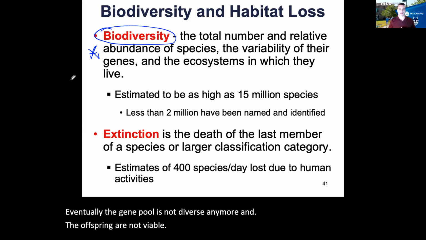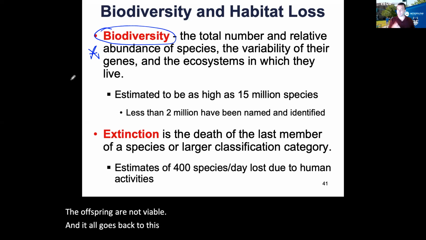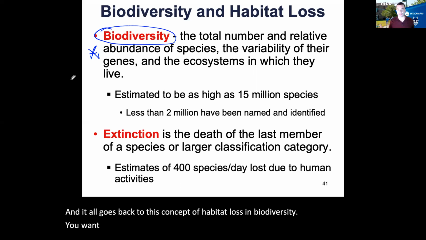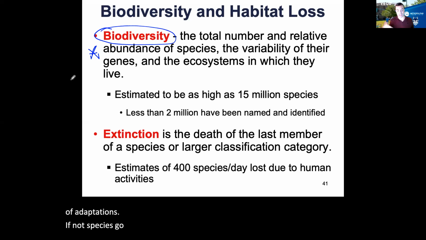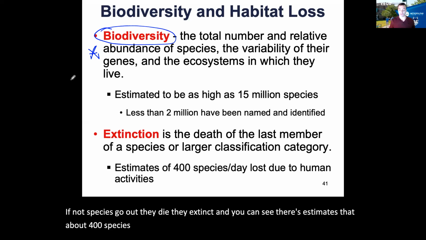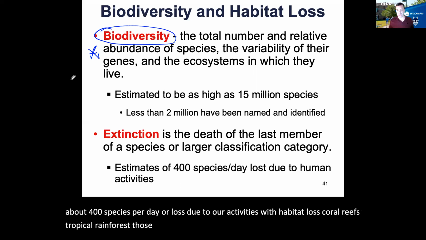And it all goes back to this concept of habitat loss and biodiversity. You want an environment to have a huge number of species so we can have a lot of adaptations. Right? If not, species go out. They die, they go extinct, and there are estimates that about 400 species per day are lost due to our activities with habitat loss. Okay, coral reefs and tropical rainforests are the two major ones there.